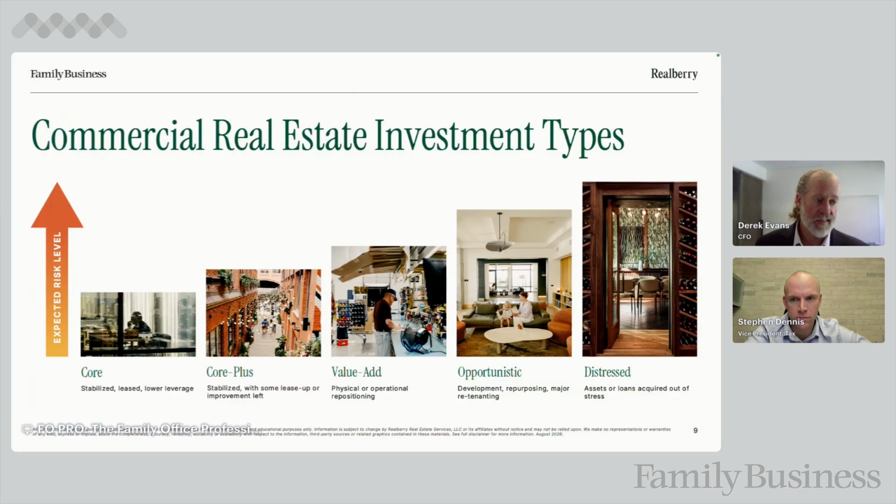The other thing, as you look across all these different types, is as you look at core and core plus, those are generally going to be cash flowing assets where you're going to be receiving distributions from the onset, whereas when you get into value add, opportunistic, and distressed, those are generally not instant cash flowing assets, and you generally are not receiving distributions until the sale of the property.